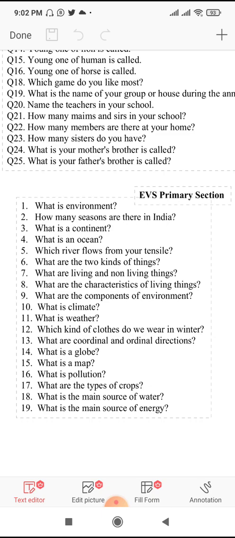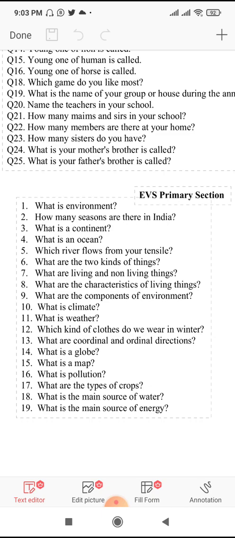ठीक है. What are the 2 kinds of the things? Living things and non-living things. What are living and non-living things? What are the characteristics of the living things? Living things क्या क्या करती है? ग्रो करती है, मूवमेंट करती है, रिप्रोडक्शन करती है, रेस्पायर करती है, डाइजेस्ट करती है, ये सारी चीज़ें लिखना. टेक फूड, ओके. एंड व्हाट आर द कंपोनेंट्स ऑफ द एनवायरनमेंट, है ना. एनवायरनमेंट के क्या कंपोनेंट्स हैं?